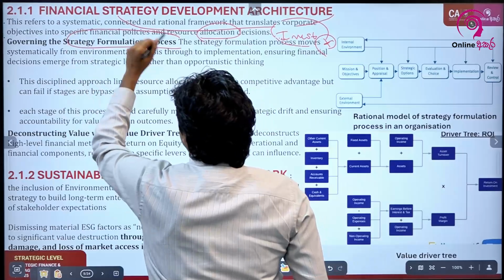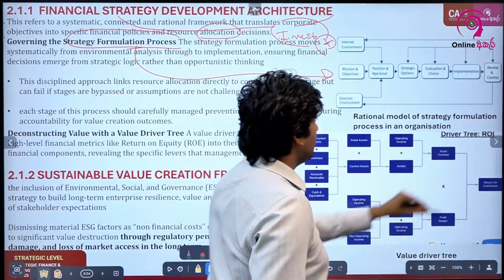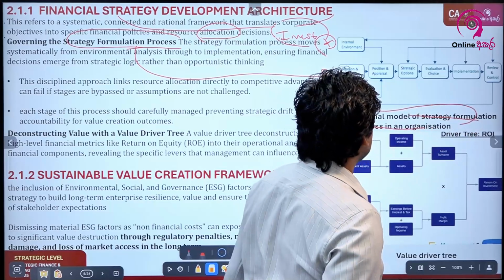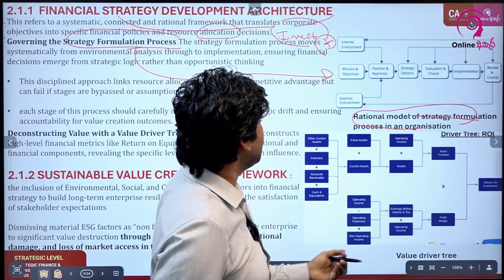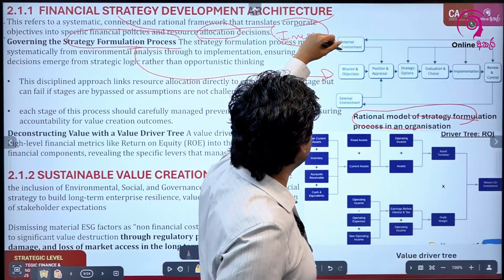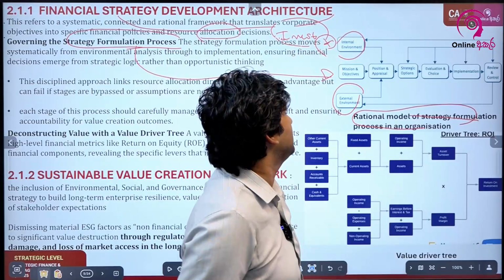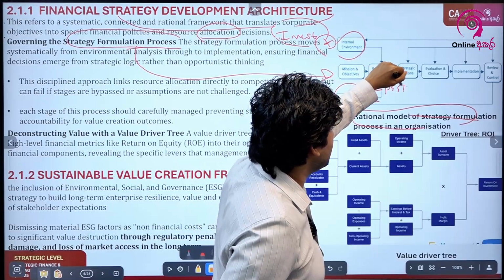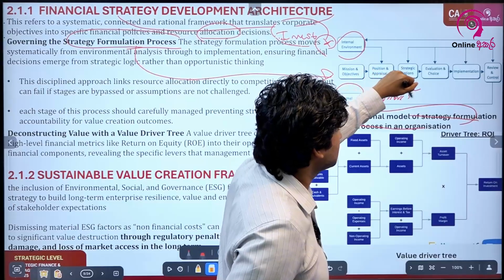Here I have highlighted the rationale model of strategy formulation. When you formulate a strategy, you need to look at your internal environment and your external environment. When you look at the external environment, you need to look at the PESTLE factors and at Porter's 5 Forces.